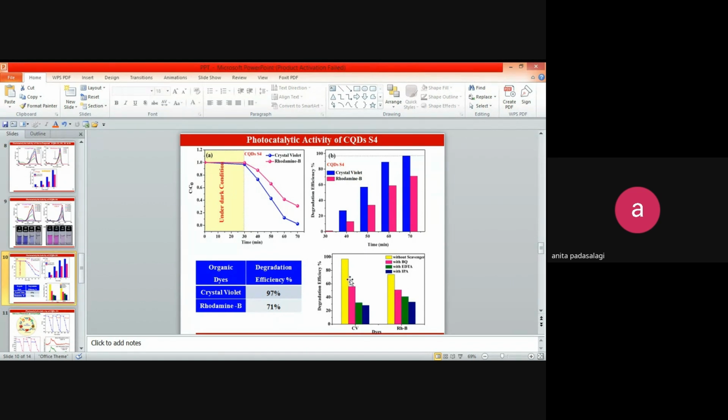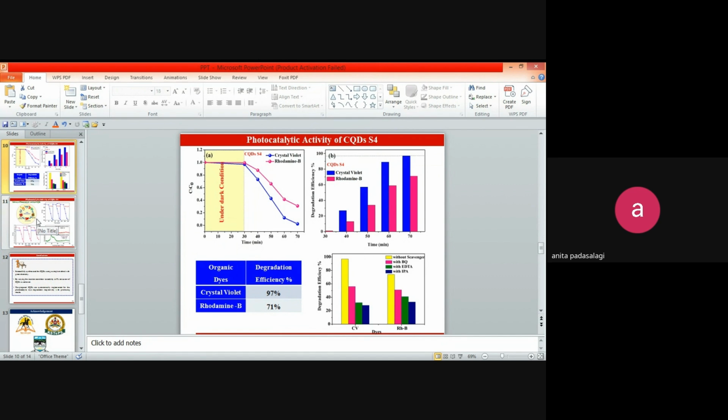Now it is very important to know which radicals are involved in this photocatalytic activity. It may be superoxide radicals, hydroxyl radicals, or electron holes, which we test by taking scavengers such as benzoquinone, ethylenediaminetetraacetate, and isopropyl alcohol. By adding these three, you can see a reduction in the photocatalytic degradation efficiency. From this plot, I can say that all three, hydroxyl radicals, superoxide radicals, as well as electron-hole pairs, are involved in the photocatalytic activity of this carbon quantum dot S4.